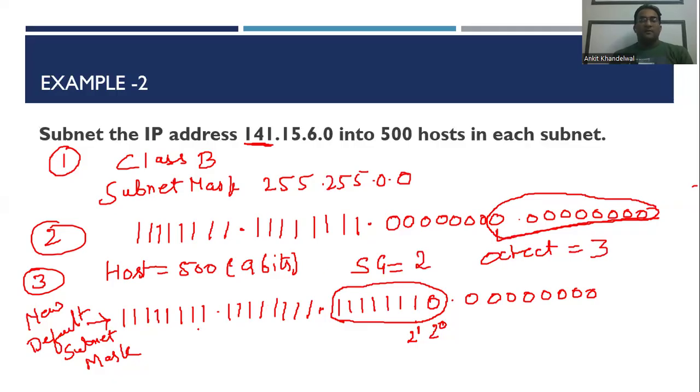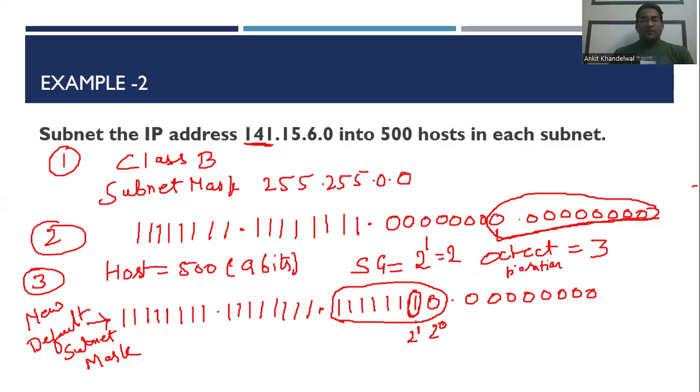Again repeating. After finding out the new subnet mask, what are we going to do? We are going to find out the new value of subnet generator, which is equal to 2. Why is it equal to 2? Because we are seeing the position of this one. The position of this one is 2 to the power 0, 2 to the power 1, which is equal to 2. So this is the value of subnet generator, 2 to the power 1 equals 2. Now, where is this subnet generator value found? From the third octet. That's why the octet position is equal to 3.